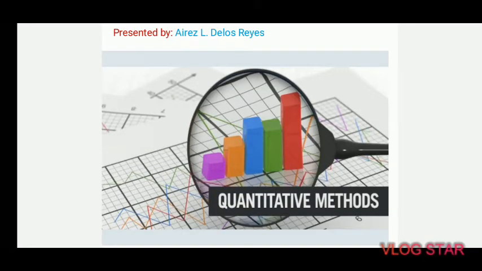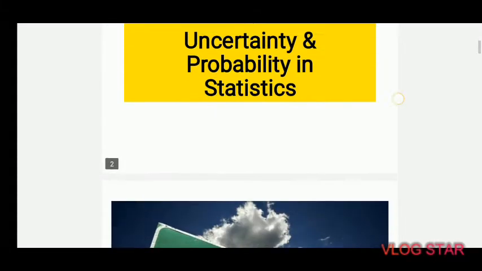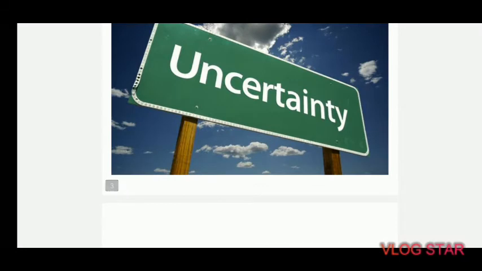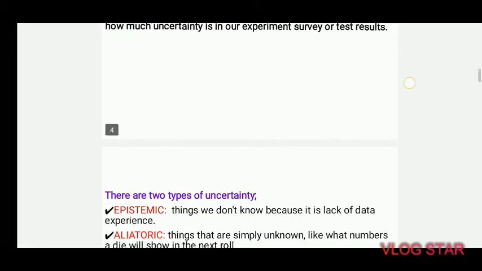Good day everyone. Today our subject is quantitative research and our topic is all about uncertainty and probability in statistics. So, uncertainty. What is uncertainty? In the real world, uncertainty is sometimes called error or bias. It is a part of our everyday life, but in statistics, we try to quantify just how much uncertainty is in our experiment, survey, or test results.